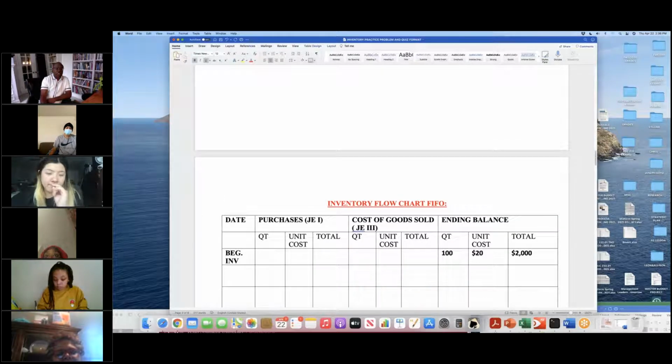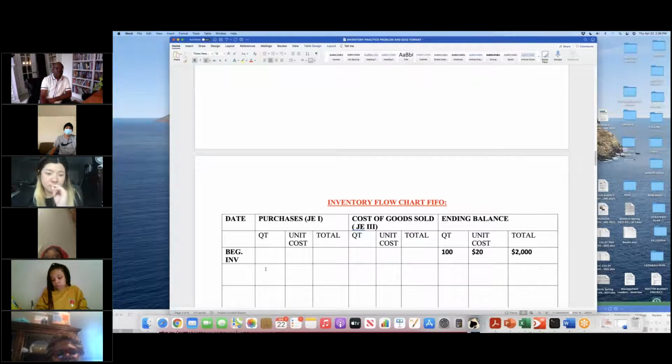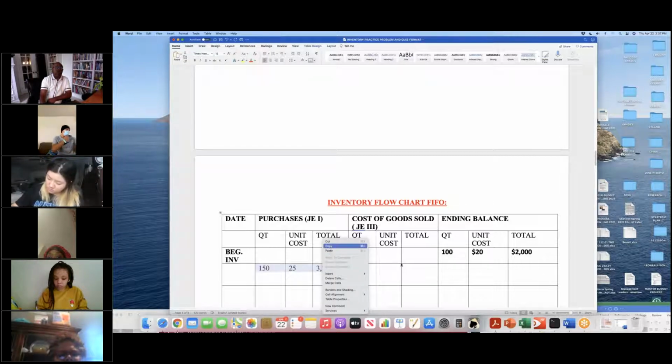So we got the 3,750 in. Then our next step is to put it in here. So how many did we buy? 150. Unit cost? 25. We said this is 3,750, correct? Yes. And what do we do next? You're going to put this on ending balance as well. Copy it and put it in the ending balance.